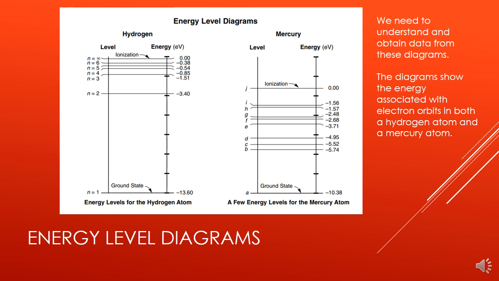The lowest energy level is the ground state. And then at the top, it's showing the point at which the electron leaves, or ionization. So if an electron were to move from, say, E to A, and I want to know the change in energy, I would just subtract the number associated with E and the number associated with A.